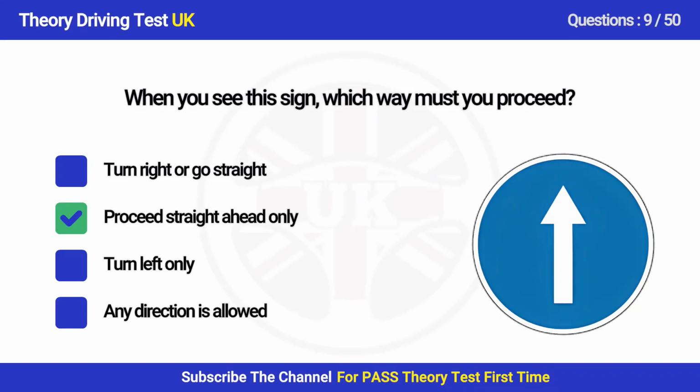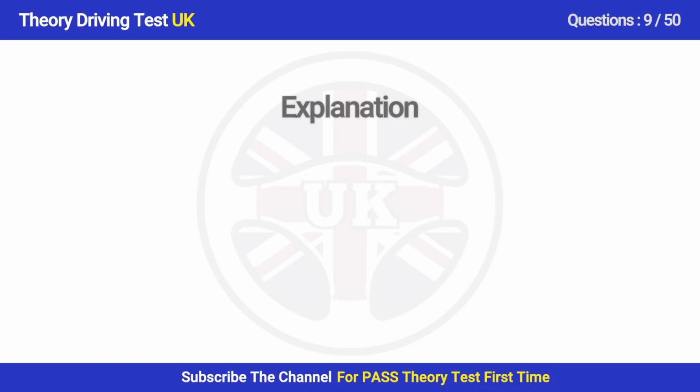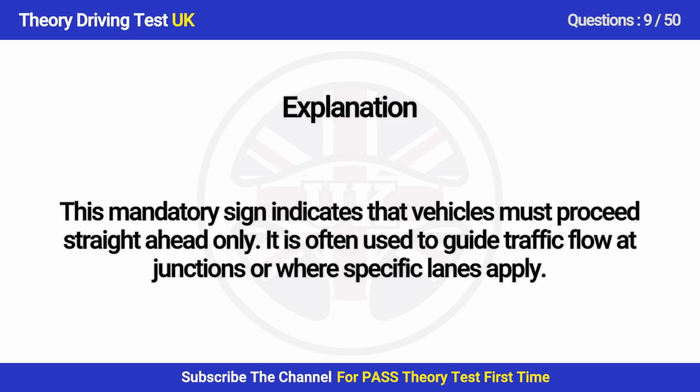Answer is B, proceed straight ahead only. This mandatory sign indicates that vehicles must proceed straight ahead only. It is often used to guide traffic flow at junctions or where specific lanes apply.